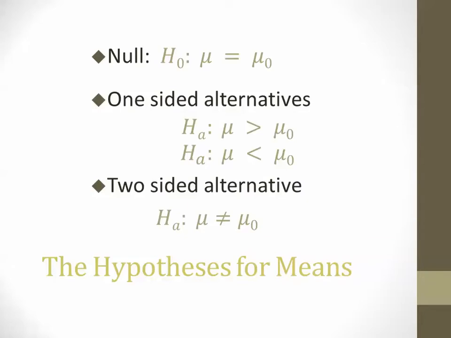Hypotheses for means are the same as for population proportions. We have the null hypothesis saying that the mean equals mu sub 0, and alternatives, the one-sided ones where it's either greater than mu sub 0 or less than mu sub 0, and the two-sided alternative where we don't care if it's greater than or less than, we just want to see if it's different.